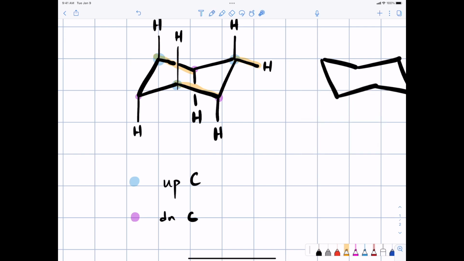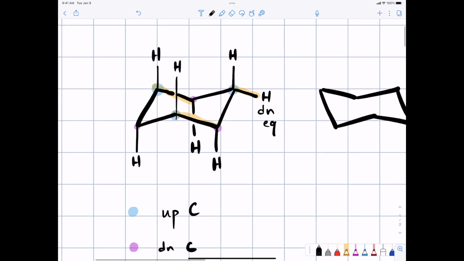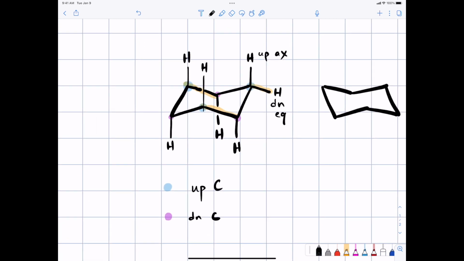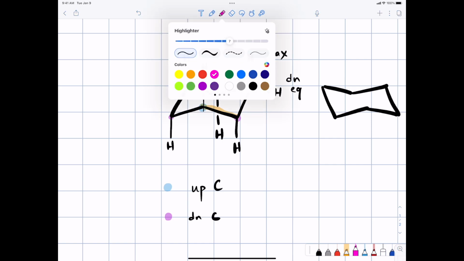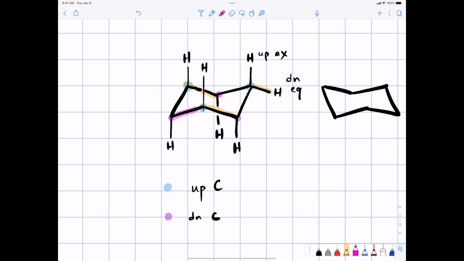The other thing you can do is to say, okay, this is an up carbon, and on an up carbon, the down substituent has to be equatorial. This is up axial. Let's see, sorry. So on purple down carbon right here, the bonds I'm going to want to be parallel to are these.